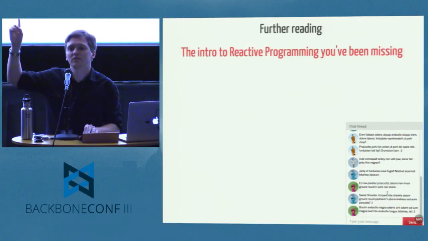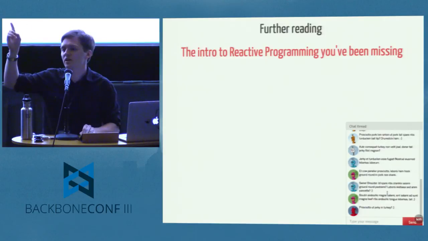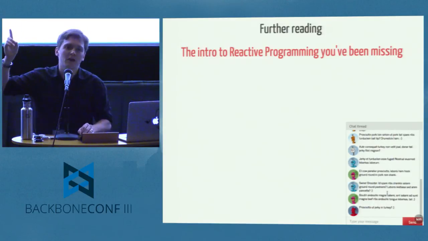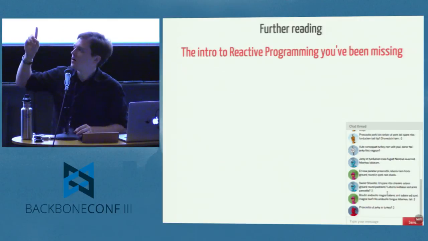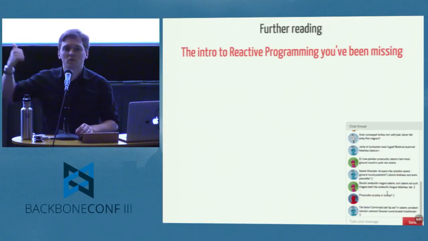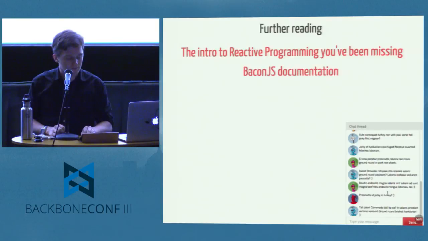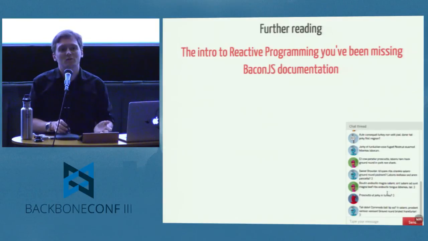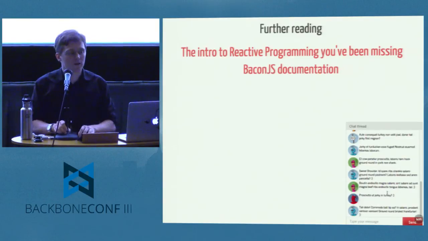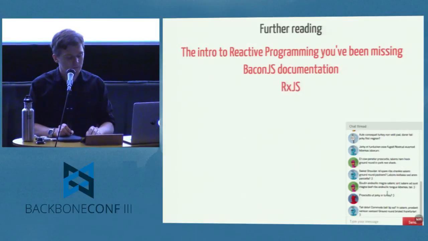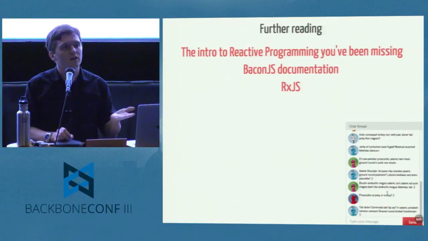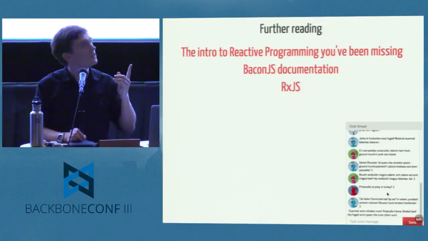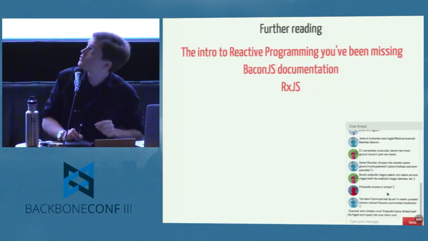This has a lot of diagrams. It uses the RxJS library for its examples, but it's very easy to follow no matter what library you're using because it's got diagrams. It's actually where my static image diagram came from. The BaconJS documentation is, of course, a great place to look. It's got plenty of examples. RxJS is the implementation that I mentioned that the intro uses.